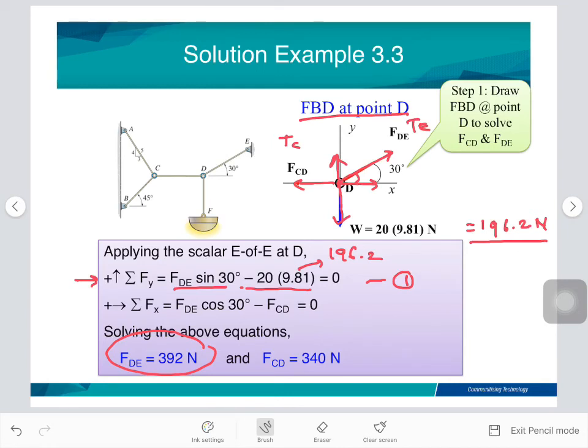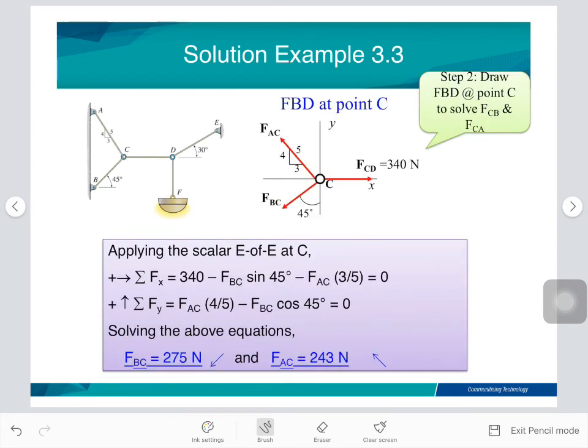Okay, and then next, the second one, you can resolve summation Fx positive is equal to, so FDE we resolve into the X direction. So we have FDE cos 30 minus FCD is equal to 0. So we want to calculate what is the FCD. So we substitute the FDE here, then we can get FCD is equal to 340 Newton.